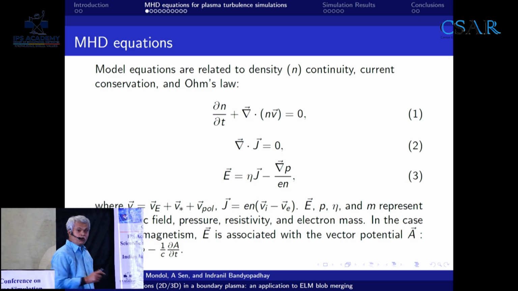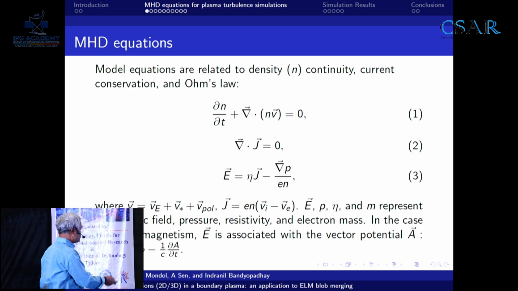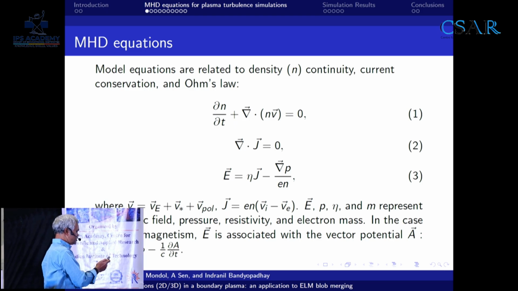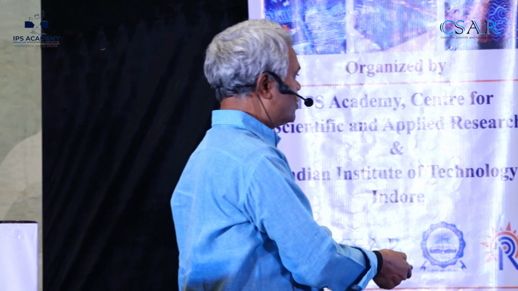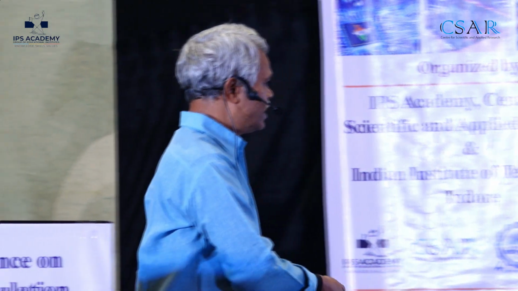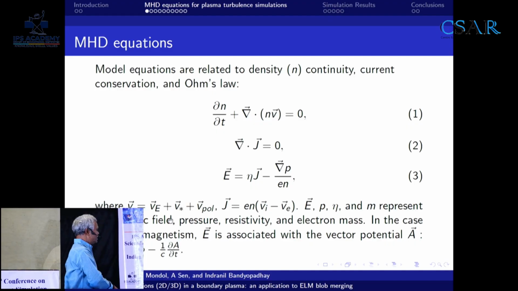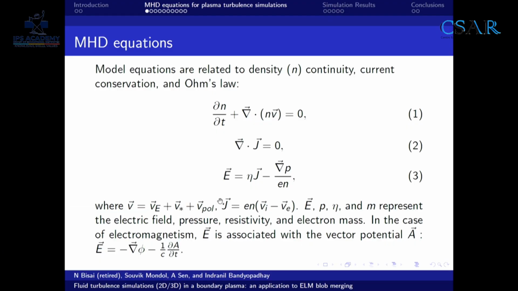where it is a fluid picture, where velocities can be expressed by E cross B. This is E cross B, and then V star is the diamagnetic and polarization drift for the ion, for electron it is not. And then the standard definition of current density and the standard definition of electric field in the case of electromagnetic in nature.